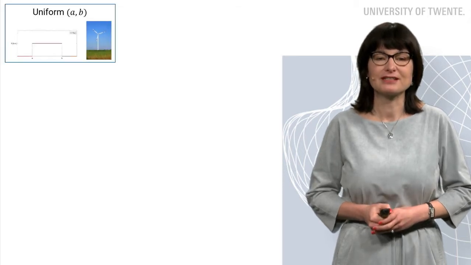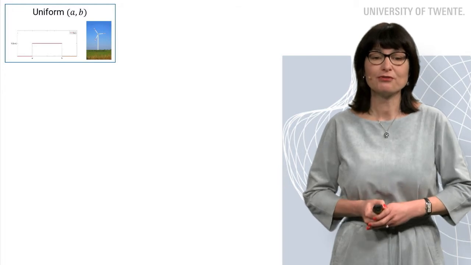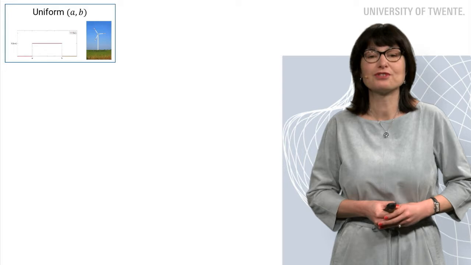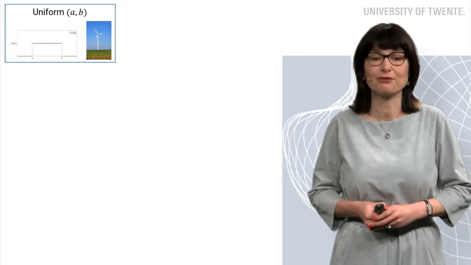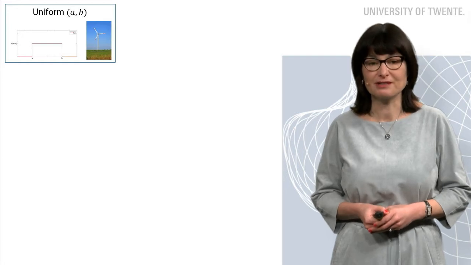So let's look at the example. This first example is a uniform distribution. Uniform distribution means that the probability mass is distributed uniformly on an interval from A to B. That means that any value in the interval from A to B is equally likely.